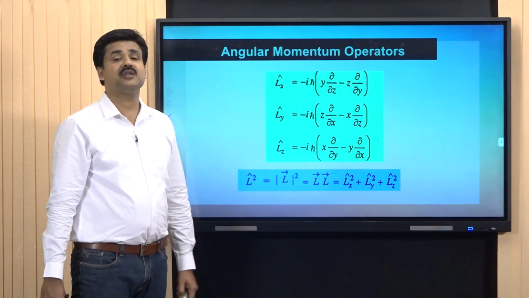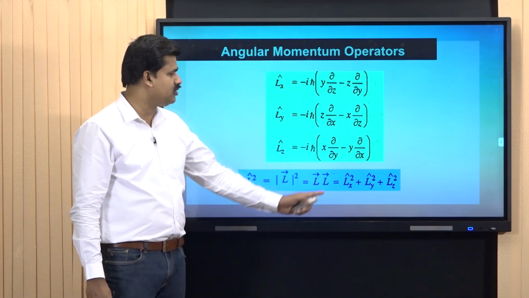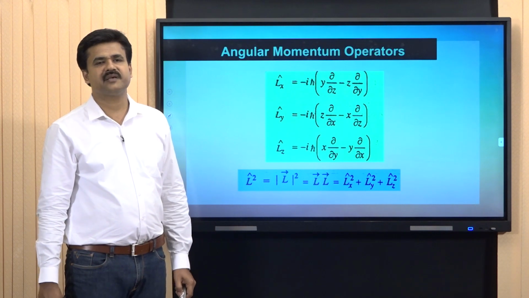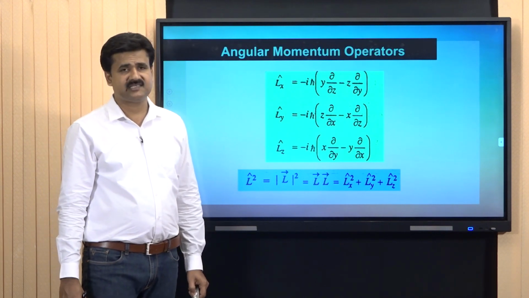These component operators are related to the total angular momentum operator. The square of the total angular momentum operator is given by the relation L square hat is equal to Lx square hat plus Ly square hat plus Lz square hat. That is all about the angular momentum operators.